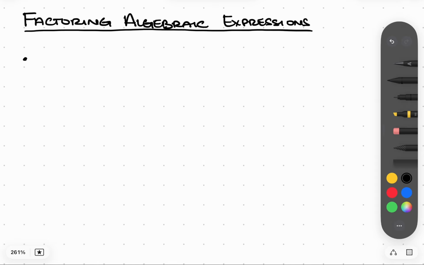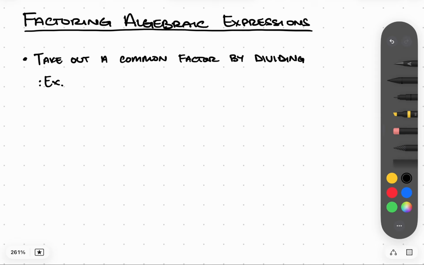So when we're factoring algebraic expressions, this means that you will take out a common factor by dividing. All right. So you need to know what the common factors are for the numbers that we are going to take a look at, or that we are going to see here.